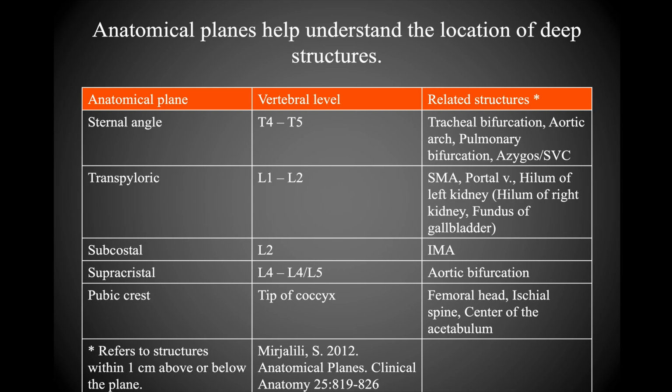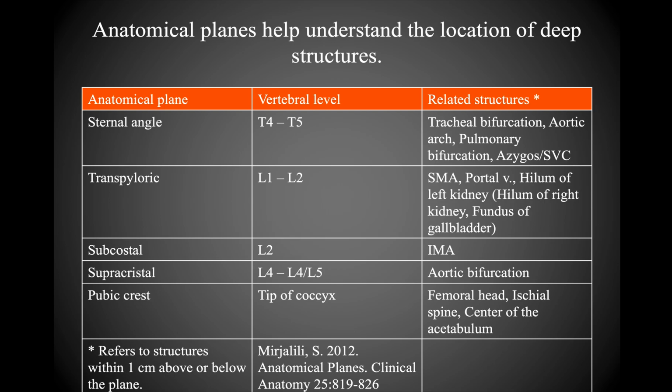The transpyloric plane, remember that's going to be a level running through the pylorus of the stomach. That's going to be located at the L1, L2 vertebral level. Some of the structures located there include the superior mesenteric artery, the portal vein, the hilum of the left, and sometimes the right kidney, and also the fundus of the gallbladder. The subcostal plane, remember, is at the very base of the 10th rib.